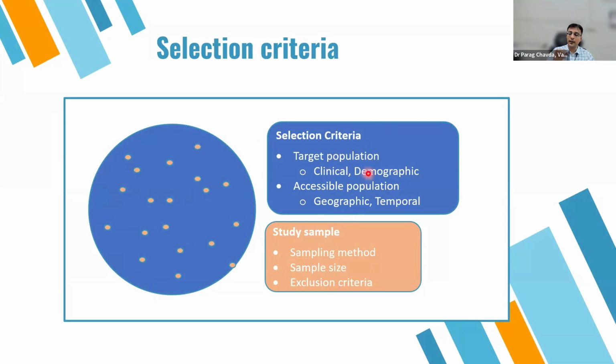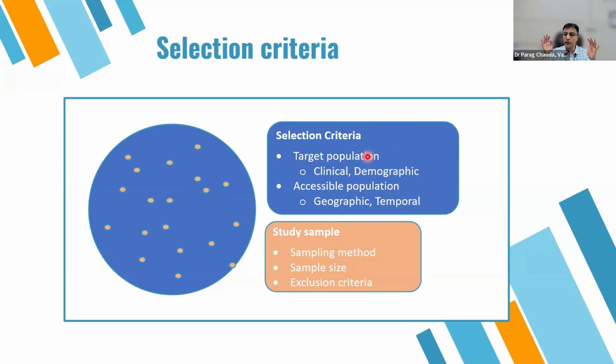So what you will mention in your study protocol in study sample is, first, the selection criteria. Your selection criteria is nothing but what we ended up discussing the last time, which is the target population. Describe the clinical and demographic criteria of your target population and the geographic and temporal criteria of your accessible population, right? Those are the people whom you would be studying. Those are the people who will be in your sampling frame, right? From that frame, you are going to draw the study sample.